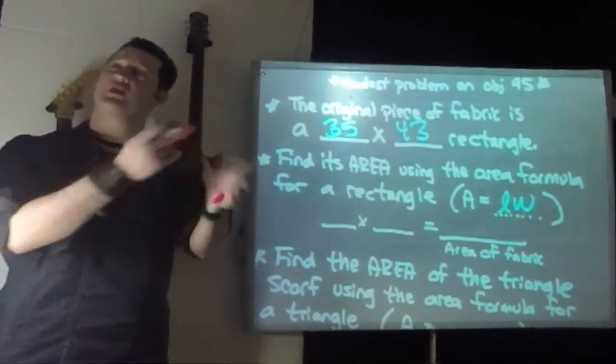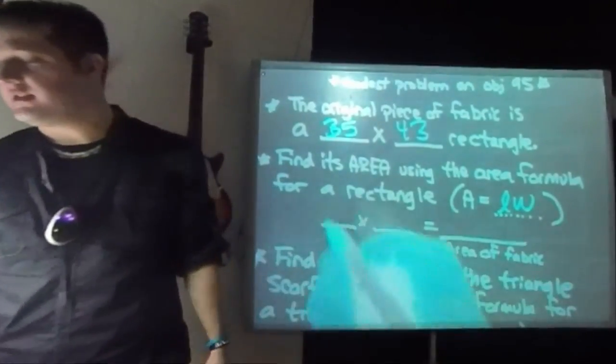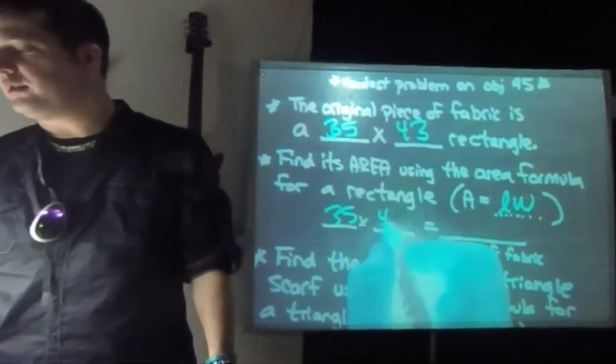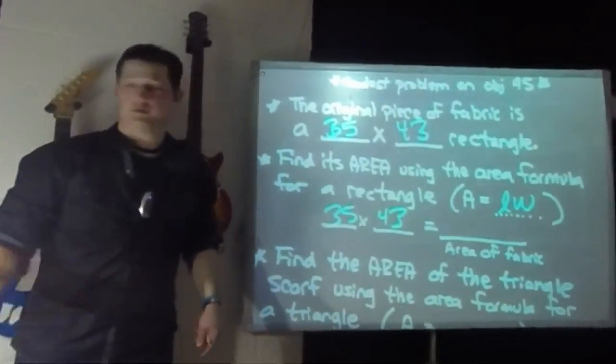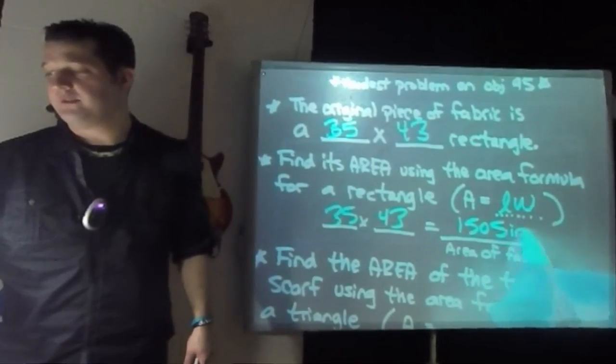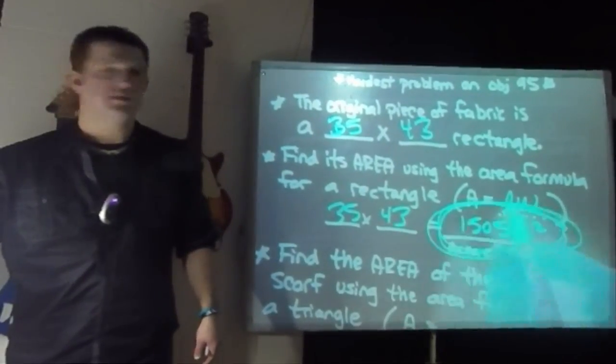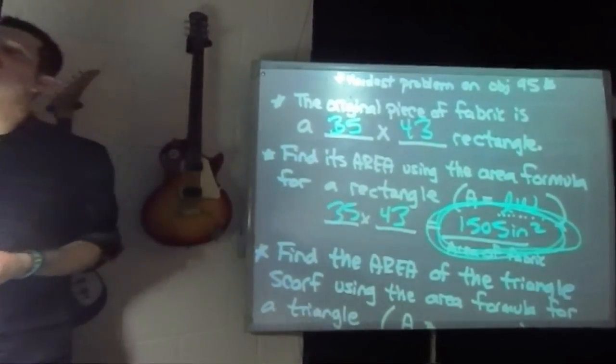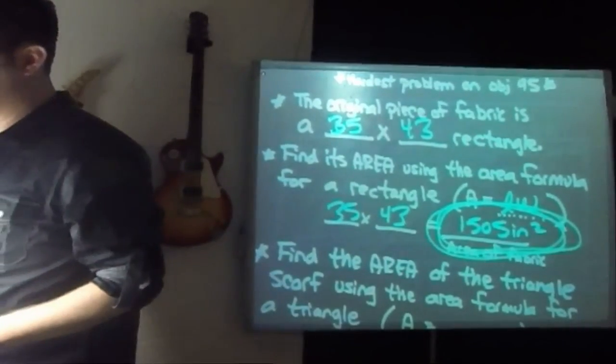we just multiply. If you've got a rectangle and you've got the two dimensions, multiply 35 times 43. What's that come out to? 1505. And this is in inches squared. Circle that. That's what you started with. 1505.